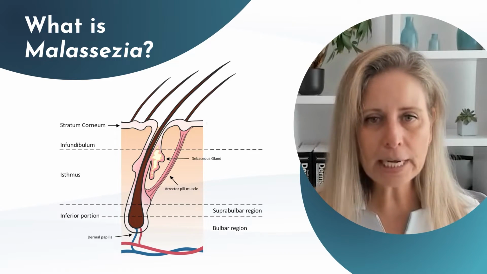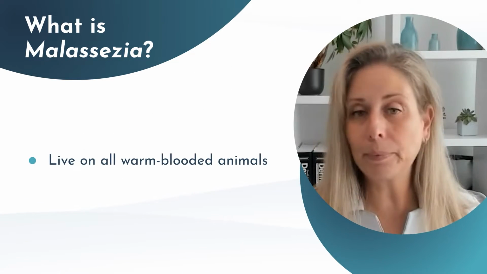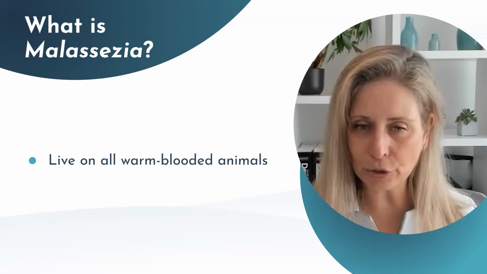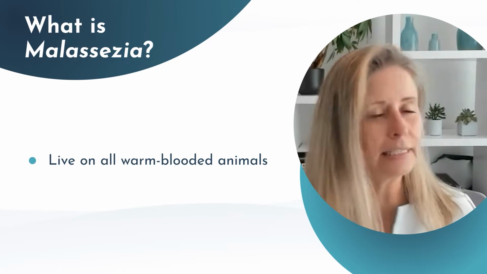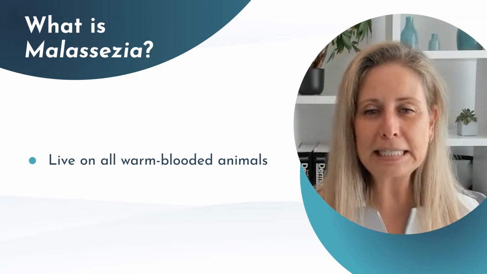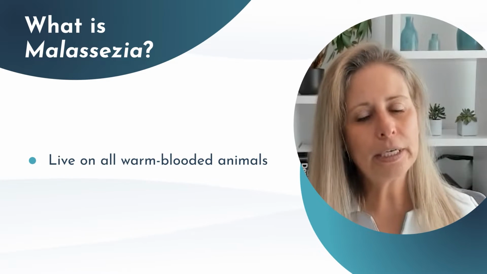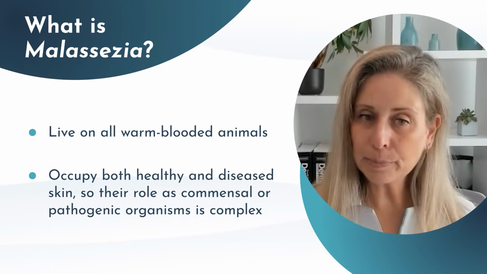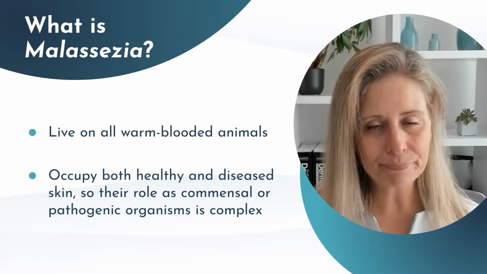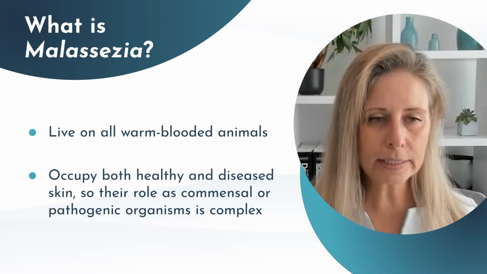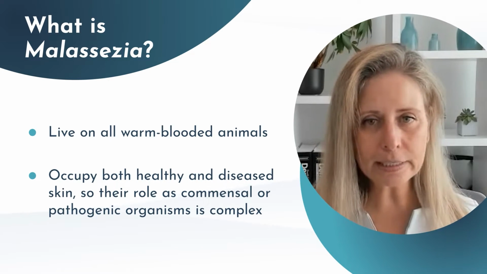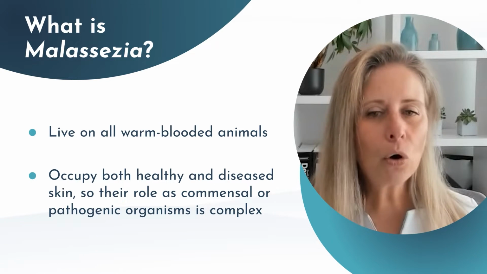And it's totally normal to have Malassezia yeast. In fact, all warm-blooded animals have Malassezia growth. So your dog, your cat, an elephant, a horse, a seal, everybody's got Malassezia growing on them. But what's so complicated with this organism is that it occupies both healthy skin and diseased skin. So its role as either a commensal or pathogenic organism is complex. And we don't always understand, why does good Malassezia go bad? But we're going to be looking at some of those issues today.